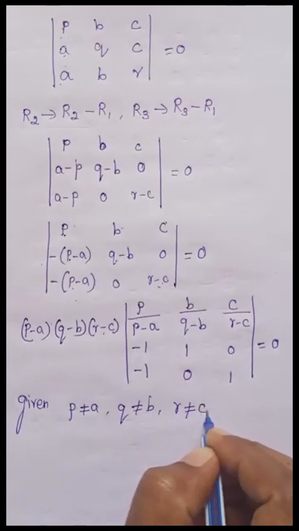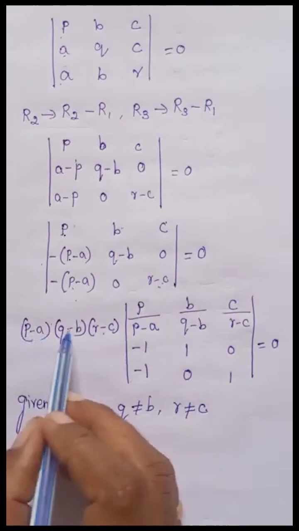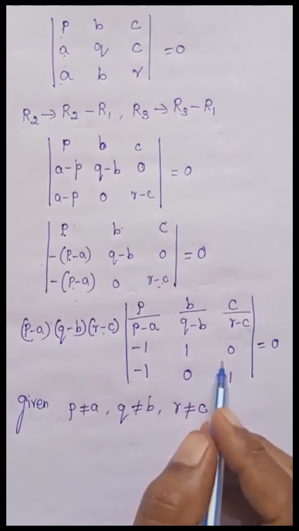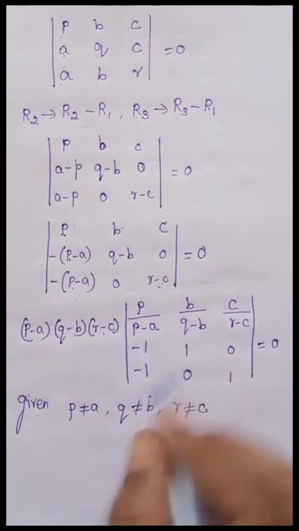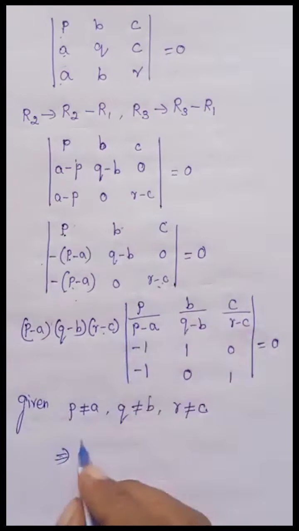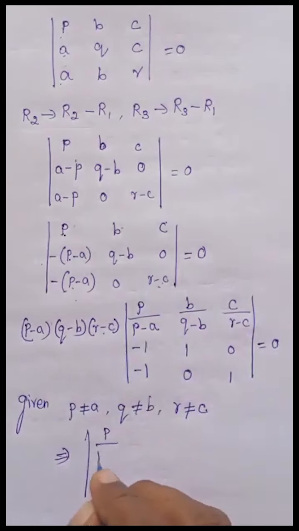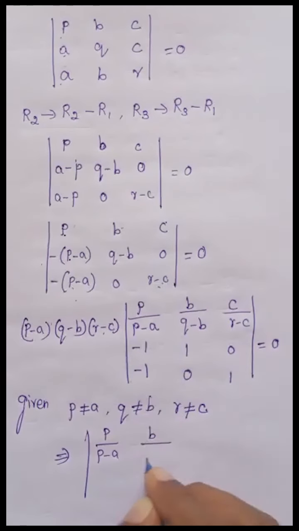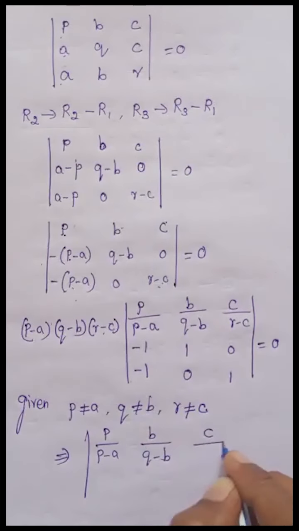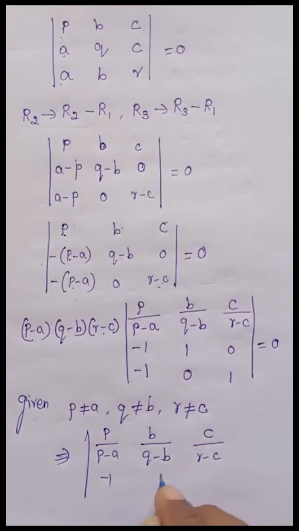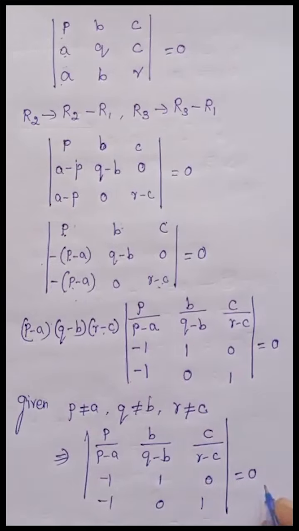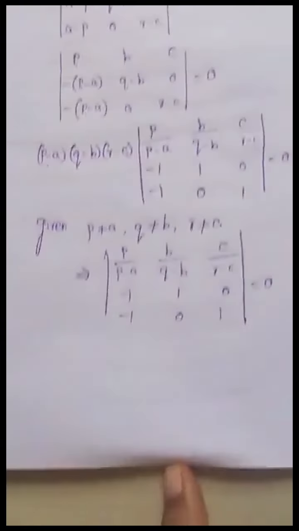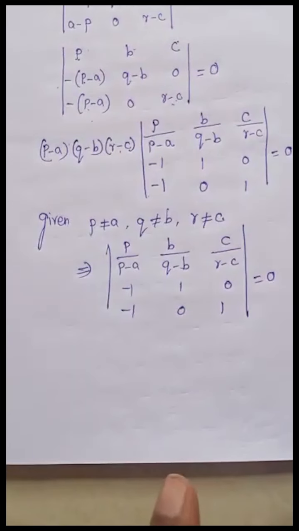Now, see, given P not equal to A, Q not equal to B and R not equal to C, isn't it? So, these values cannot be equal to 0. So, the only possibility is that this determinant alone can be equal to 0. P by P minus A, B by Q minus B, C by R minus C, minus 1, 1, 0, minus 1, 0, 1 is equal to 0.